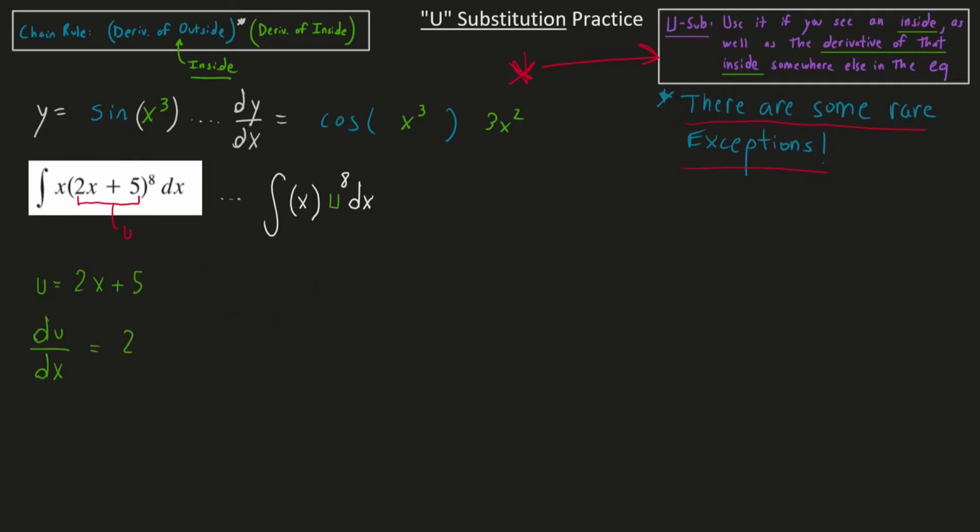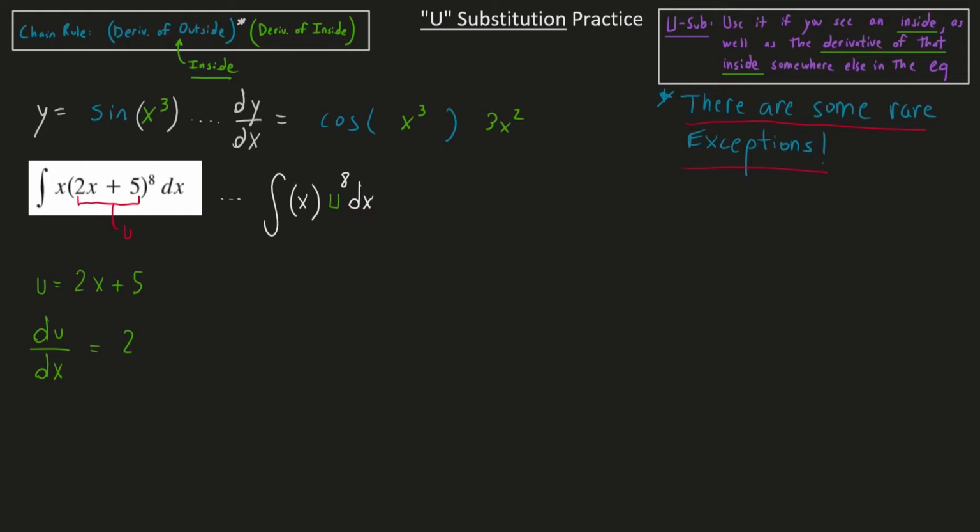So I made my u choice. I substitute it into our integral equation, so there it is. But look, the derivative of that inside is just 2. And that will not allow me to substitute, get this x out of here, and du in. So the derivative of our u choice is not elsewhere in the equation, like I taught you with u sub. So again, one of the exceptions. But watch what happens here.